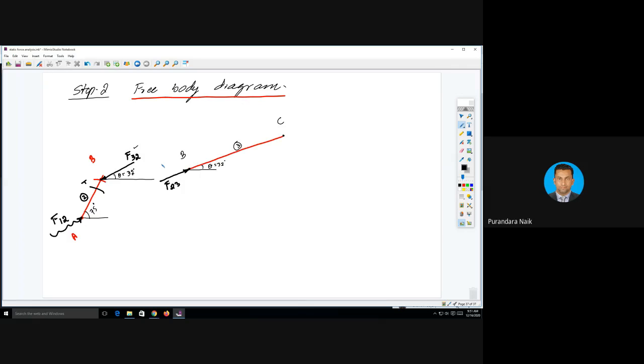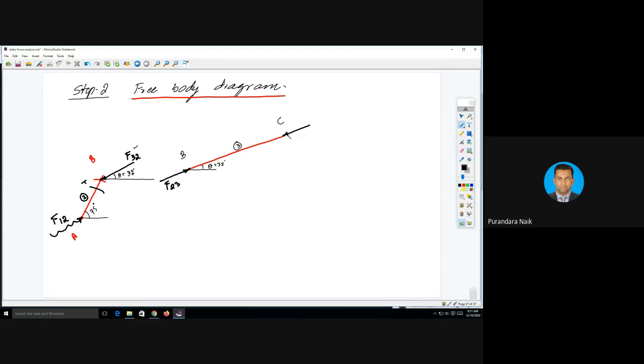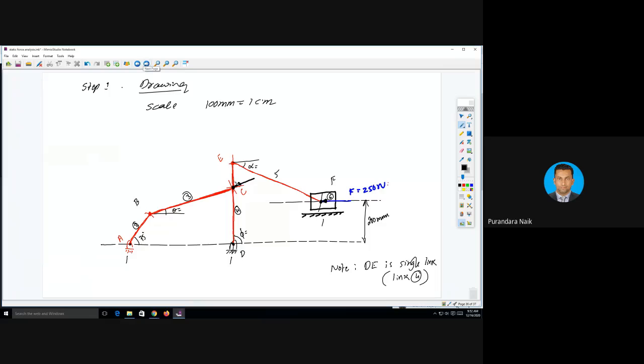Next, if you come back to the point C, this is point C. At this point, opposite force will be acting. What opposite force means? This is the force along the direction of link 3. So this is F43. Because there is no other intermediate force acting on this link number CD.